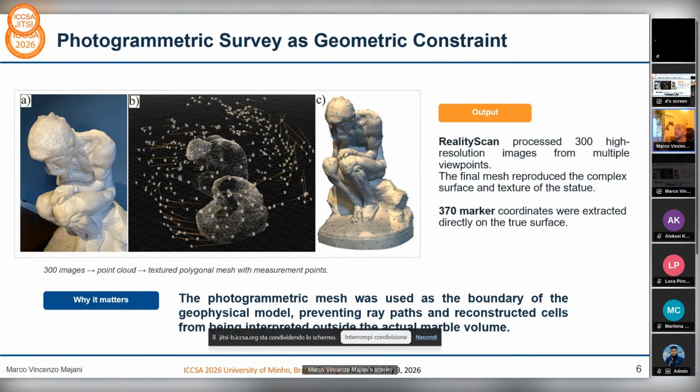This was essential because ultrasonic tomography depends strongly on the accuracy of the source and receiver positions on the statue. If these coordinates are approximated, the travel time inversion may produce a spatial error that can be misinterpreted as real internal anomalies. The second role of the mesh was to define the physical boundary of the model. After inversion, the tomography volume was clipped against the photogrammetric mesh, so the cells located outside the actual marble slab volume were removed.